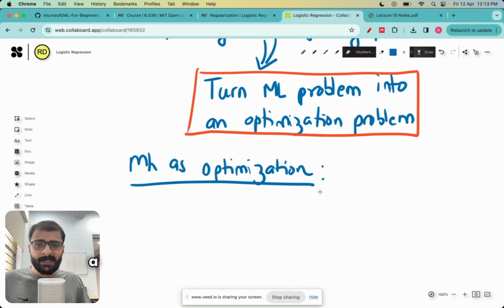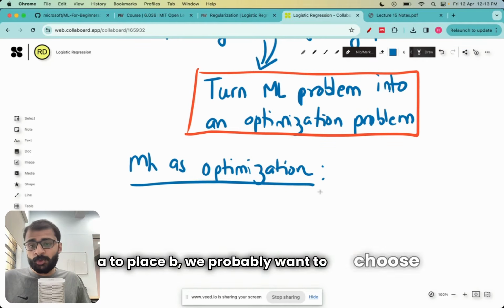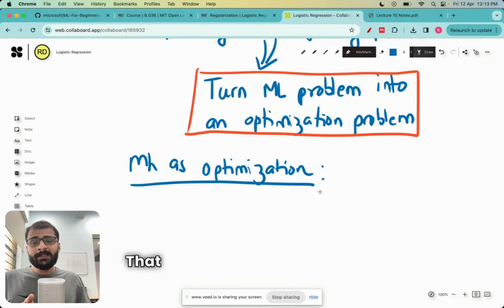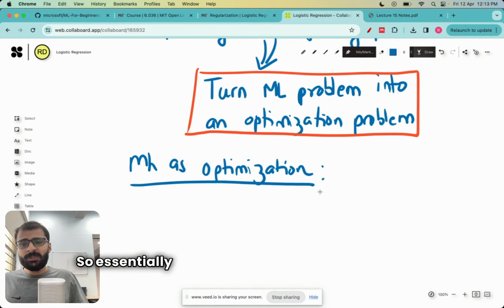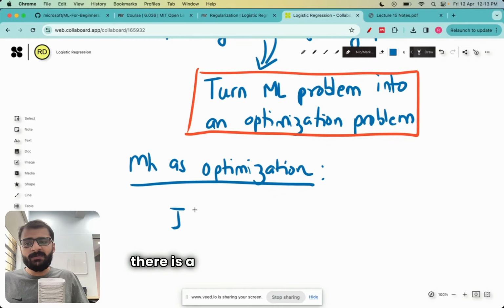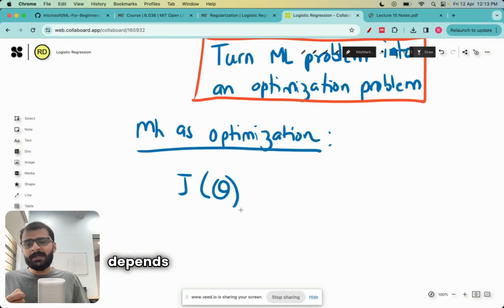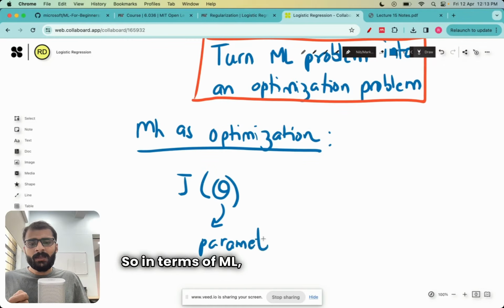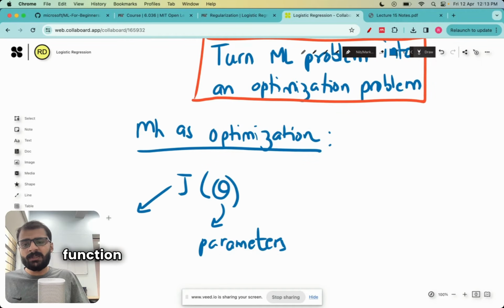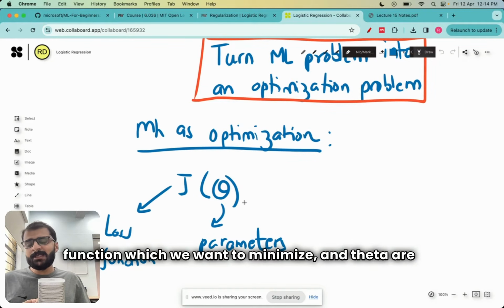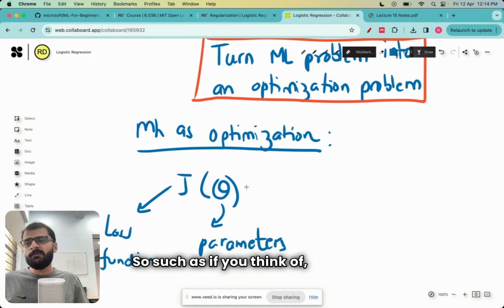So, optimization problems we encounter every day in our day to day lives. When we want to go from place A to place B, we probably want to choose the travel route which leads to minimum possible time, right? That is an optimization problem. We are optimizing for time here. So, essentially, in any kind of optimization problem, there is a function which is called J, which we need to optimize. And that J depends on theta, which are parameters. So, in terms of ML, this J will be the loss function which we want to minimize, and theta are the parameters.